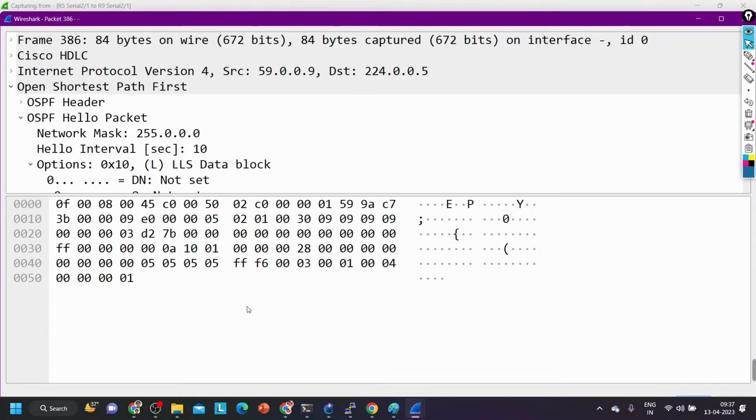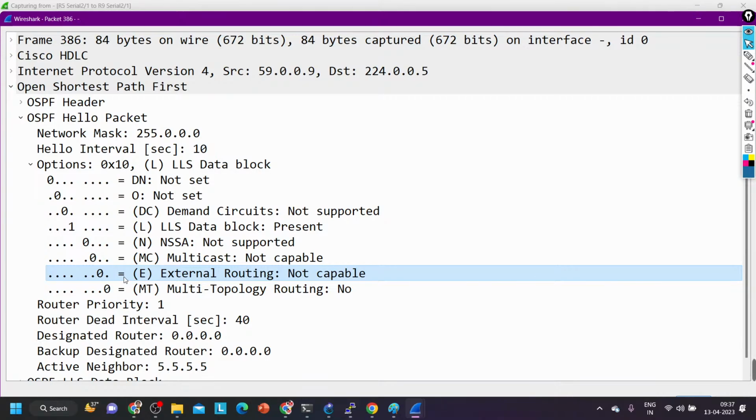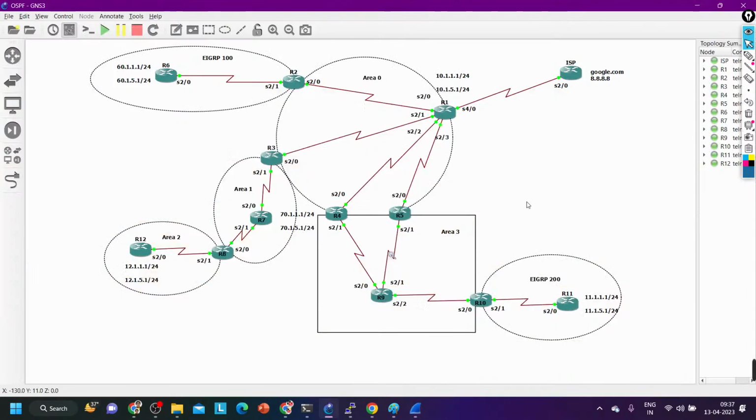Now if you check the hello message, let me open this hello message. Here you can see the external routing capability is off. Now it's saying external routing not capable. Yes or no? Yes, sir. So in a stub area, the router will generate the hello message with the external routing bit off. Yes or no? And in a normal area it is generating the hello message with this bit on. Yes or no? Yes. Done.